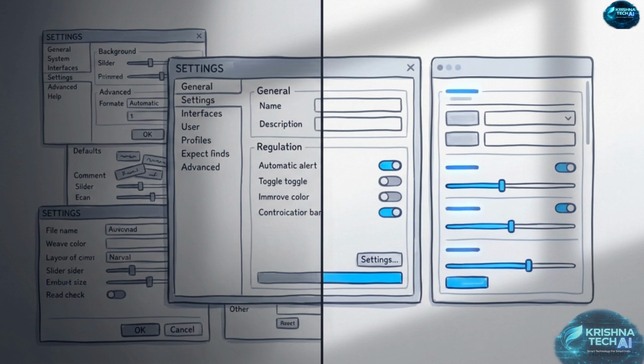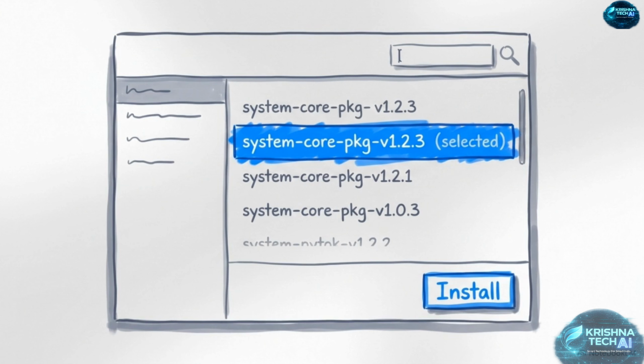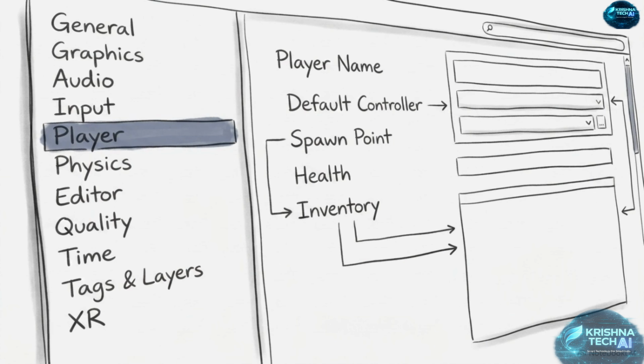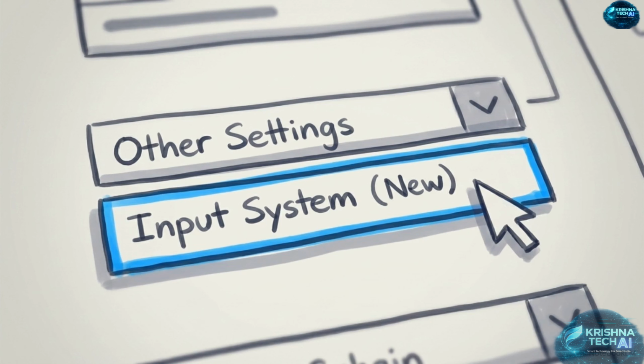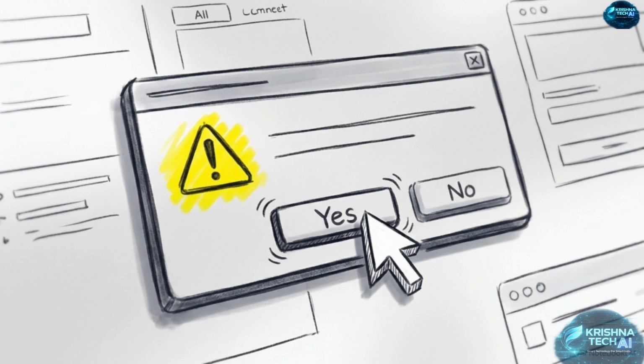Unity's legacy input system is being phased out, so we will use the modern Input System package instead. Open the Window menu, go to Package Manager, and search for Input System in the Unity registry. Click Install. To activate the package, go to Edit, Project Settings, and select the Player tab. Under Other Settings, change the Active Input Handling setting to Input System Package (New). The editor will ask to restart. Click Yes to finalize the change to the engine's core settings.